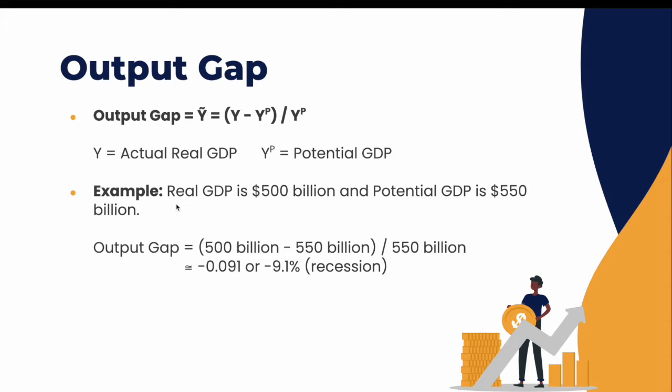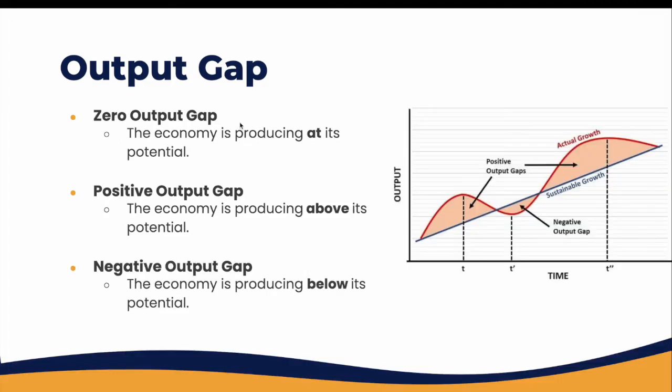Now this is just a short example. Real GDP is 500 billion and potential GDP is 550 billion of a certain country. So we put these numbers into this formula, which we get this, and then it's approximately equal to negative 0.091 or negative 9.1%, which is a recession. Then we'll talk about zero output gap, positive output gap, and negative output gap.